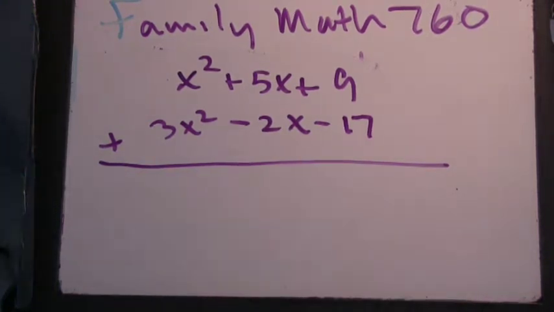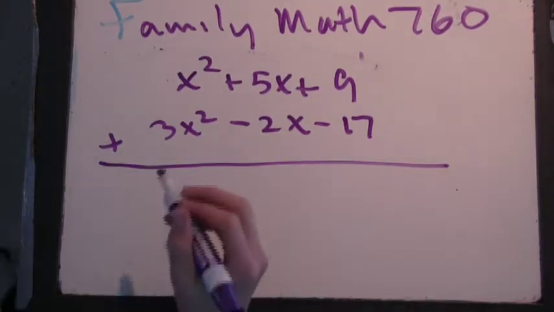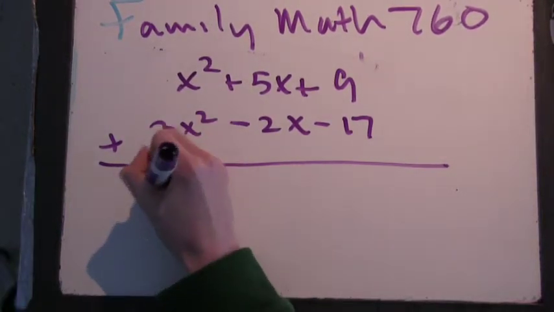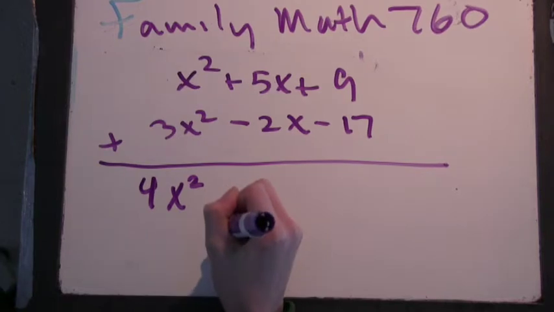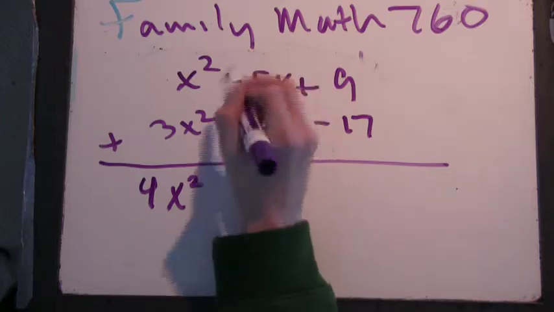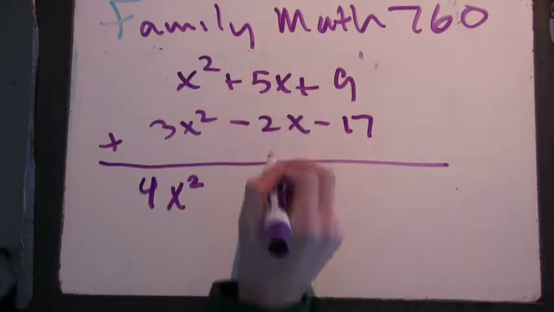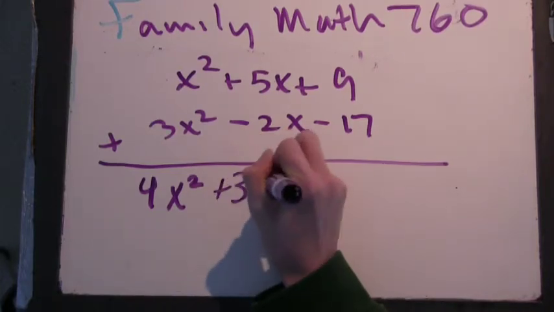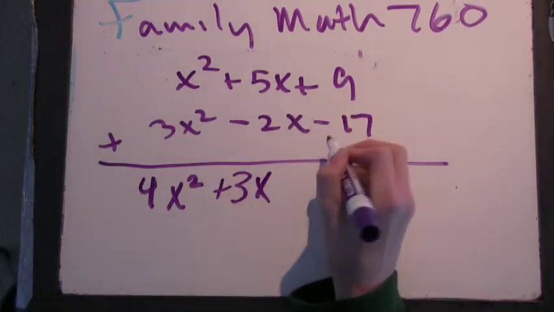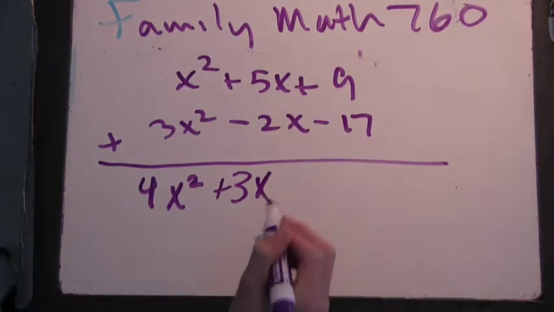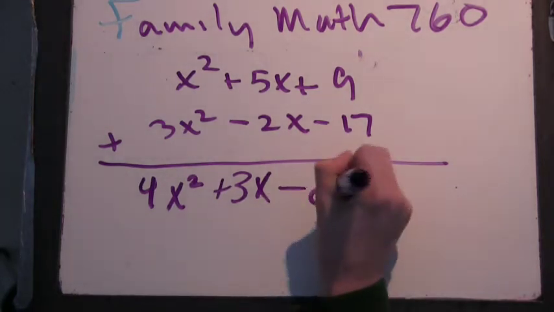Well, you have to add the like terms. So you have an x squared and a 3x squared. You can just add these two terms easily, so you just get 4x squared. Then you have another like term, 5x and negative 2x. 5 minus 2 is 3, so you have plus 3x. And then you have 9 and 17, so it's 9 minus 17, so that's negative 8.